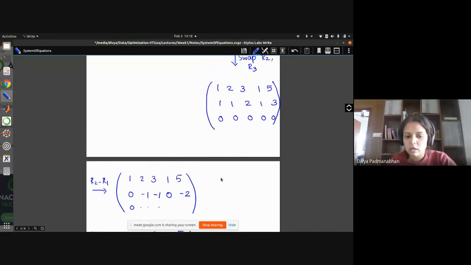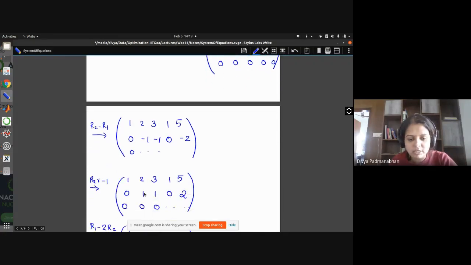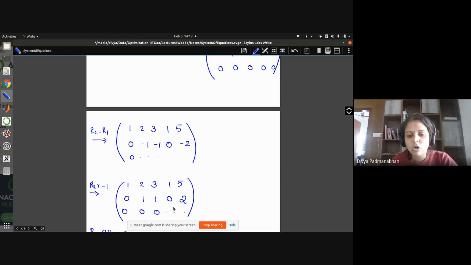Now we have this result, and so this column is clear. The next thing is we wanted something like the identity, to the extent possible. So for that, you multiply this row with minus 1, because you already have a minus 1 here, to get this. So this is almost done.